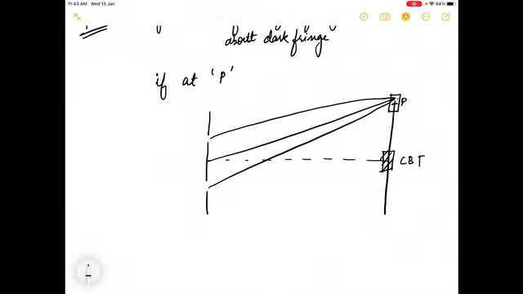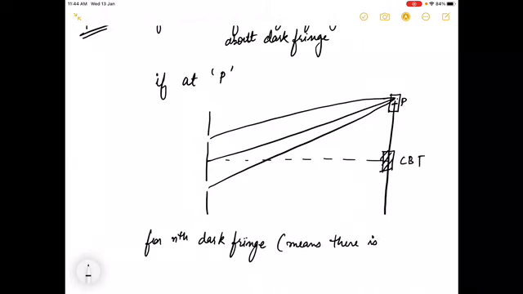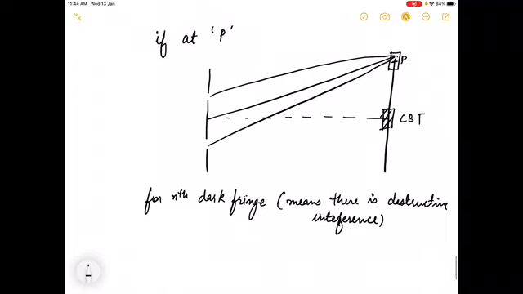So at that time, for nth dark fringe, there is destructive interference. Yes or no? Destructive interference, right? That means, what does that mean? That means we have a path difference of 2n minus 1. See, अब यहाँ पे आपको 2n minus 1 times lambda by 2.